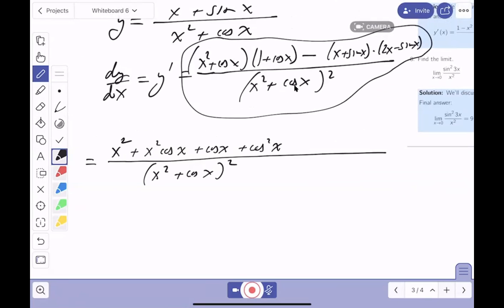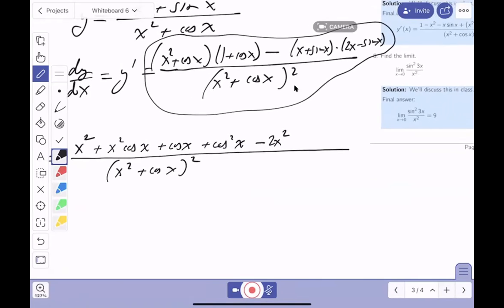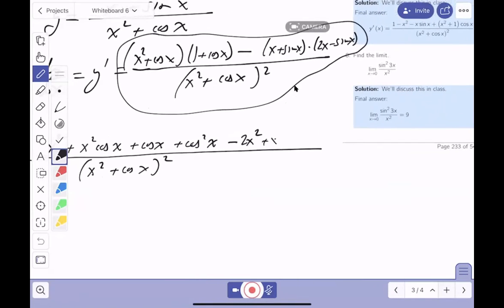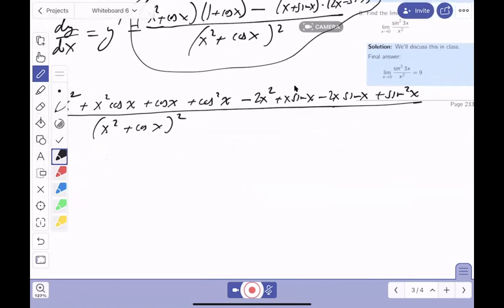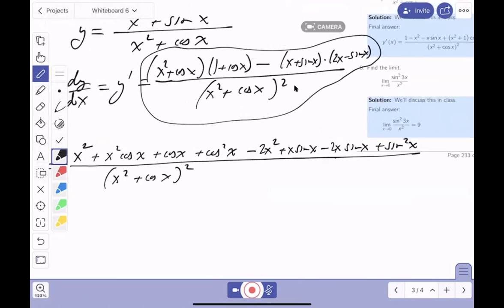Next one's gonna be tough. It's a subtraction problem, right? So let's write this down. Minus 2x squared, let's see, plus x sine x, minus 2x sine x, plus sine squared. Yeah, I know it's work. We're encouraging work though. I hate to tell you that, we really do.